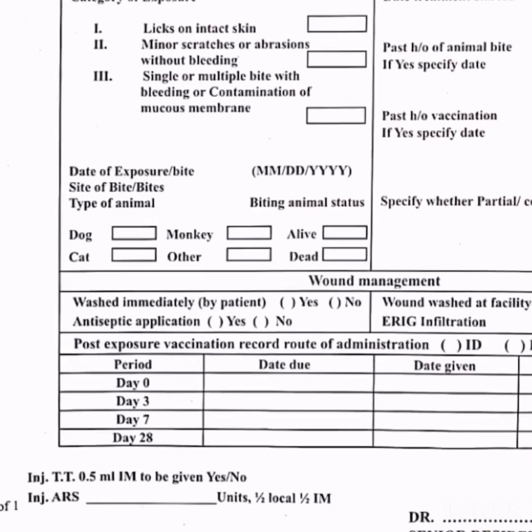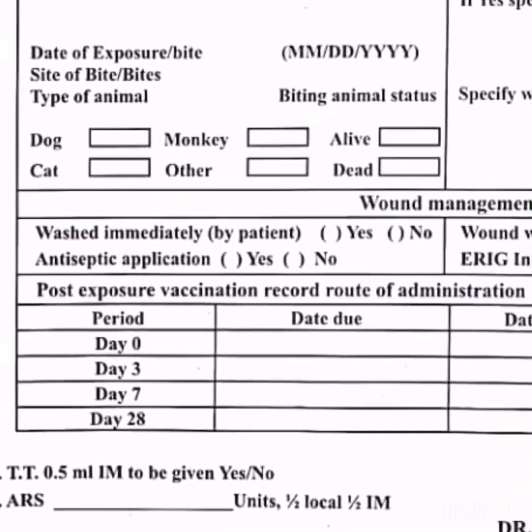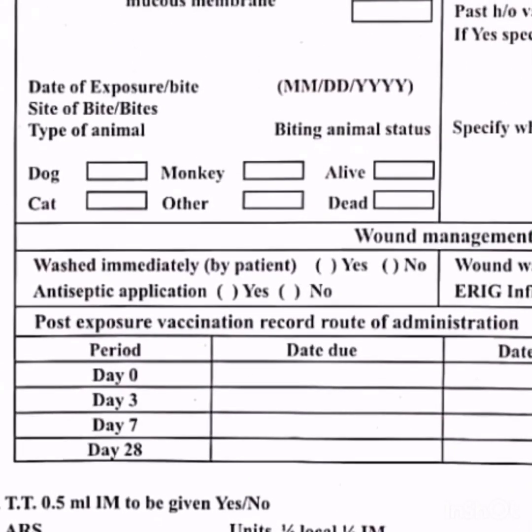And according to the category, we use this rabies vaccine or the serum. Then coming to this very important post-exposure vaccination record and route of administration. That's very important. Each line is important. Our hospital is very famous for a lot of dog bites, and we treat a lot of patients like that.